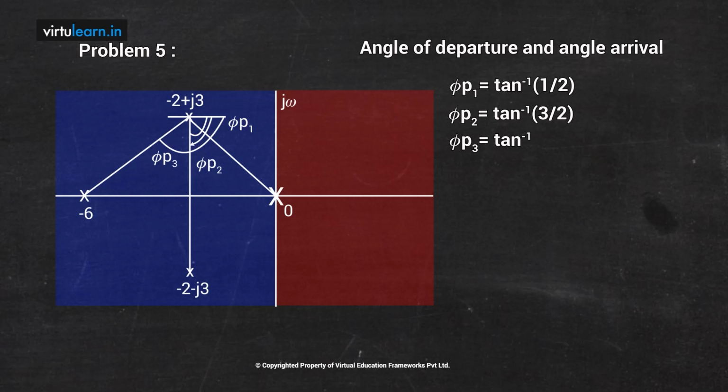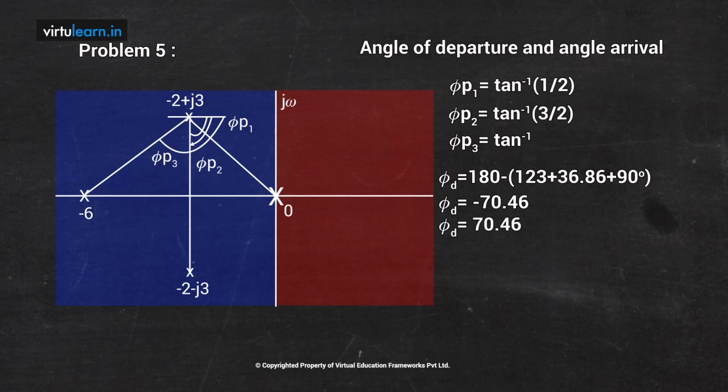So we substitute in the formula, that is phi d is equal to 180 minus all these angles: 123.7 plus 36.86 plus 90 degrees. When you substitute, you will get phi d as minus 70.46. So minus 70.46 is the angle of departure at this complex pole, and 70.46 is the angle of departure for the bottom pole. So we know these two angles.